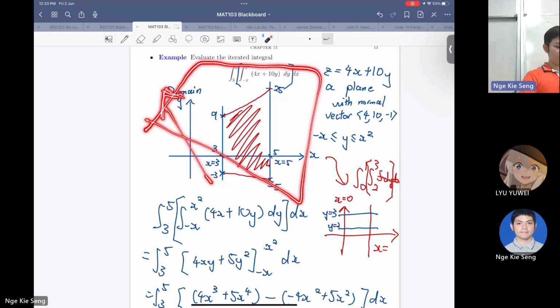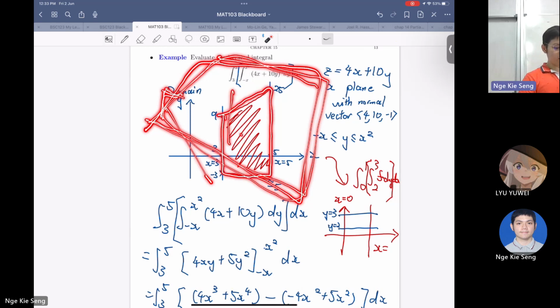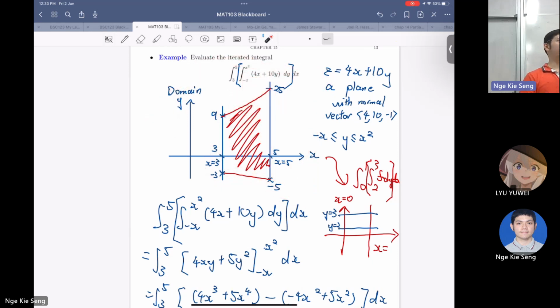The plane will be either above or below this domain here. Then you look over this domain and see what's the volume under or above the plane. If they are a mix of positive and negative, then this double integral will calculate the compensation, so they cancel out.